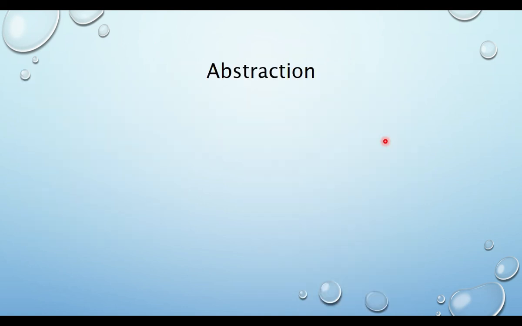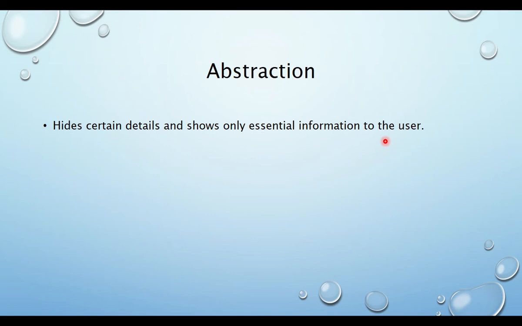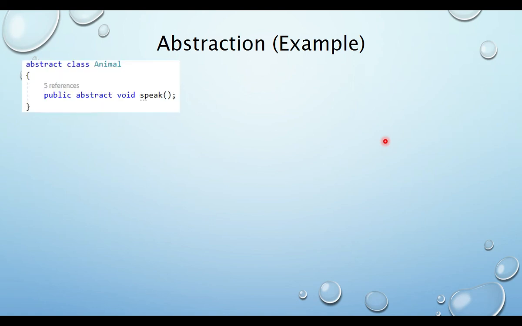Let's move on. The last one is abstraction. Abstraction is a way of hiding certain details and only showing essential information to the user. This can be achieved with the use of abstract classes or interfaces. So these are the examples for abstraction. If we want to make an abstract class, we have to start with the keyword abstract, followed by the class name. And then we also have to use the abstract keyword for the methods that we want to make abstract.